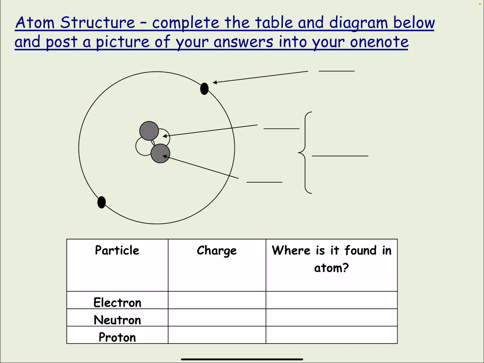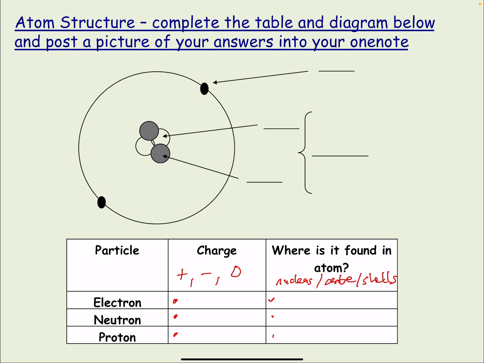So next, I want you to pause this video, copy this diagram and this table, and I want you to be able to complete that and post a picture into your OneNote. So what is the charge on an electron, neutron and proton? It can either be positive, negative or no charge. And where are each of these three found? So is it in the nucleus? Is it in the centre maybe? Or is it in shells?